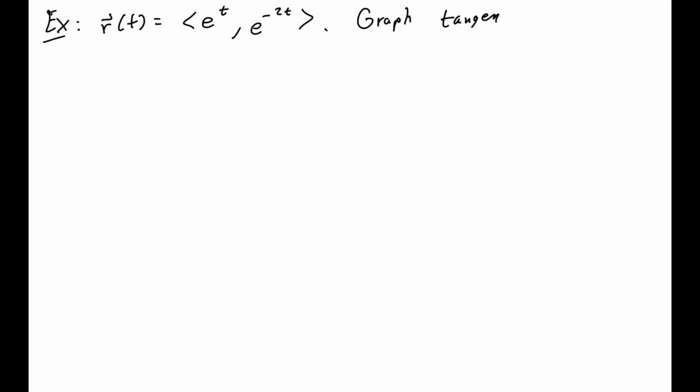All right. New example. R of t. We'll stick with the plane curve for a second. E to the t, e to the -2t. Graph the tangent vector at t equals 0.